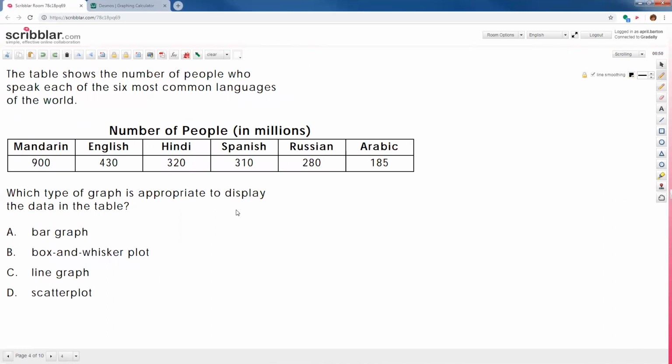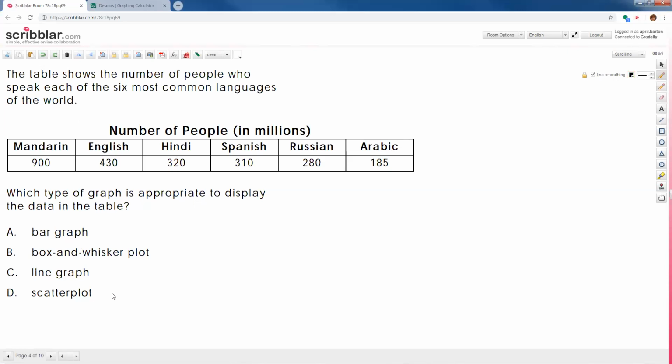Okay, so the next one, the table shows the number of people who speak each of the 6 most common languages in the world. So number of people in millions. Mandarin, which is Chinese, is 900 million. English is 430, Hindi 320, Spanish 310, Russian 280, and Arabic 185. Which type of graph is appropriate to display the data in the table? We can choose from bar graph, box and whisker plot, line graph, and scatter plot.